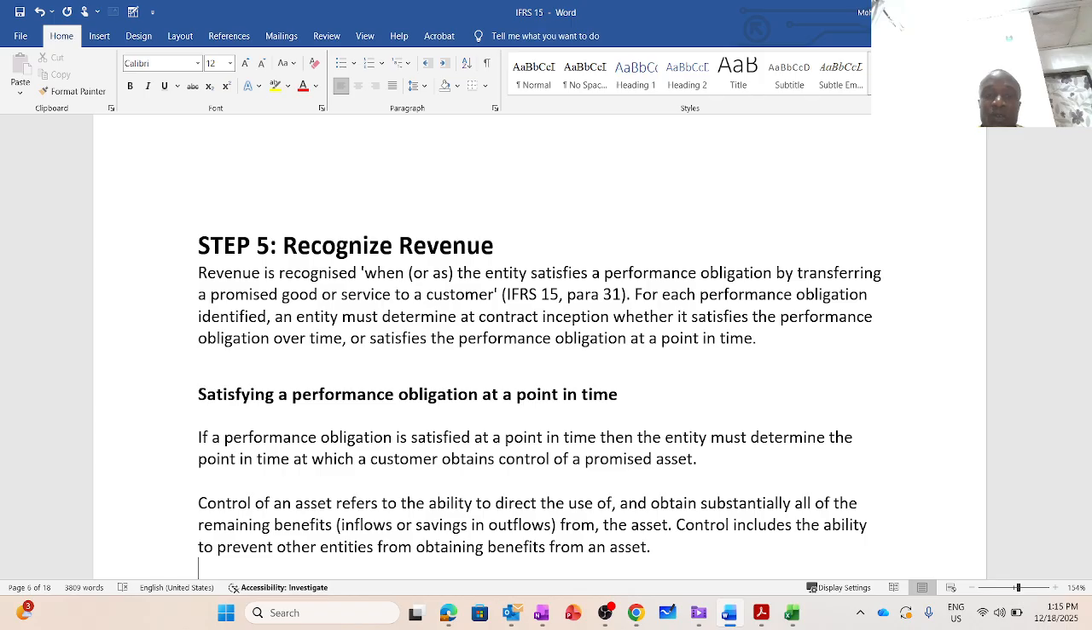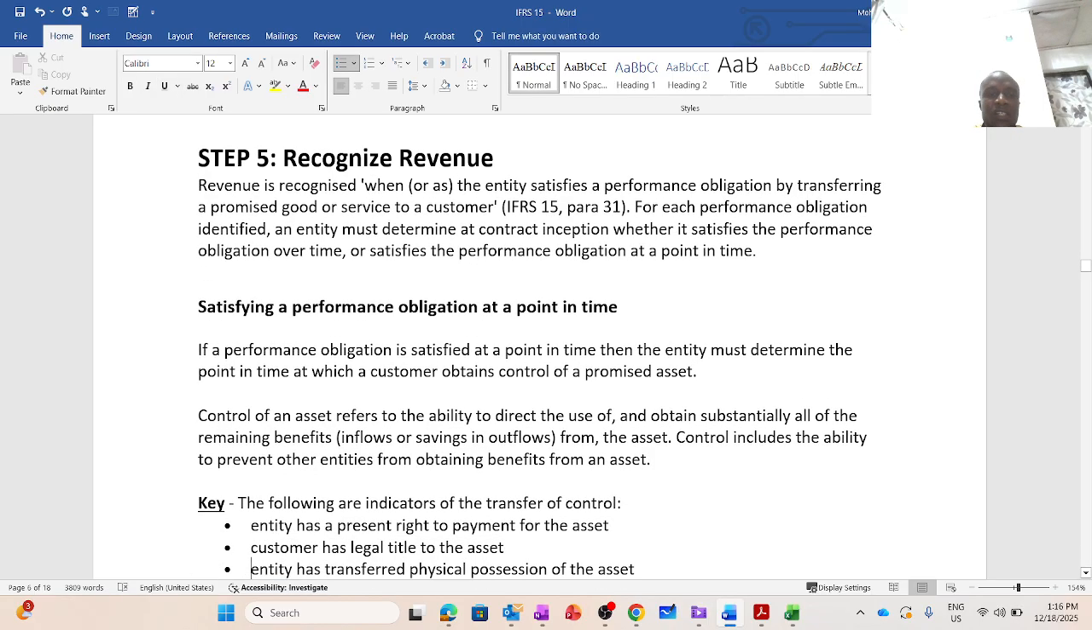So now, revenue is recognized when or as the entity satisfies the performance obligation. First condition, we are only going to recognize revenue when the performance obligation has been satisfied by transferring the promised goods or services to its customers. An entity must determine at contract inception whether it satisfies the performance obligation over time or at a specific point in time. Now, let's assume we satisfy the performance obligation at a point in time. What are we going to look out for? If a performance obligation is satisfied at a point in time, then the entity must determine the point in time at which the customer obtained control of the promised asset.